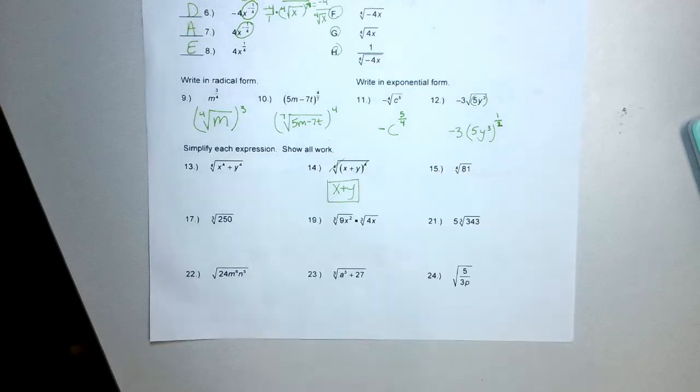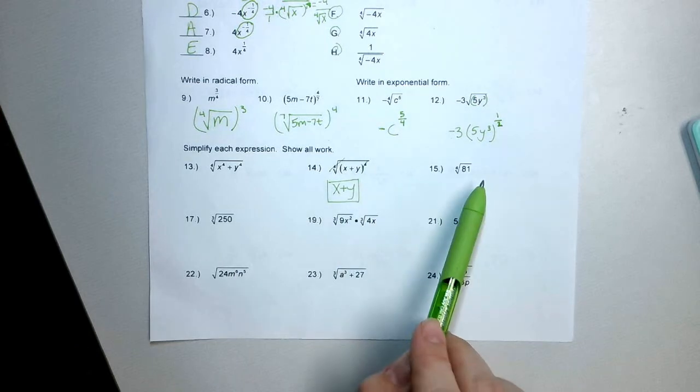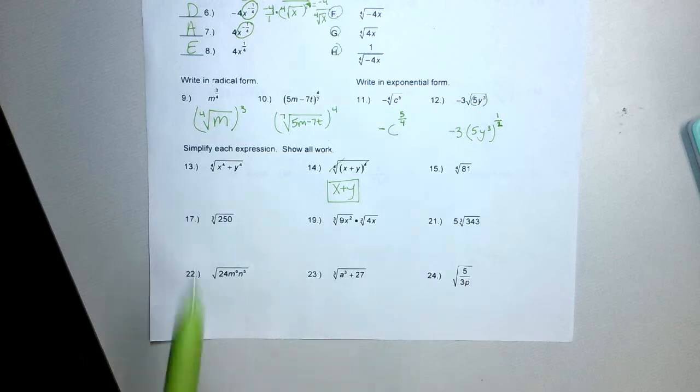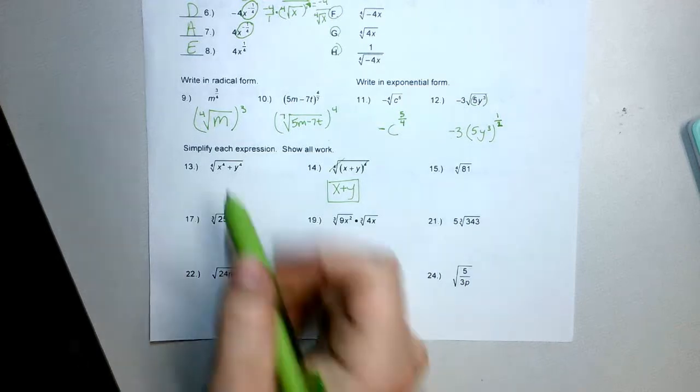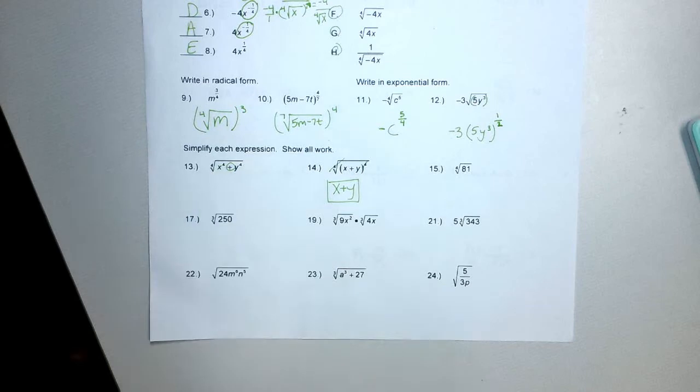But is number 13 the same? No, because if you were to write this 4 times and multiply it, it's not just going to equal x to the 4th, y to the 4th. If you'll notice, the difference is that there's a plus sign in the middle, and it's not the whole thing to the 4th power. Okay, this actually does not simplify. No, it just doesn't simplify. That's your work.